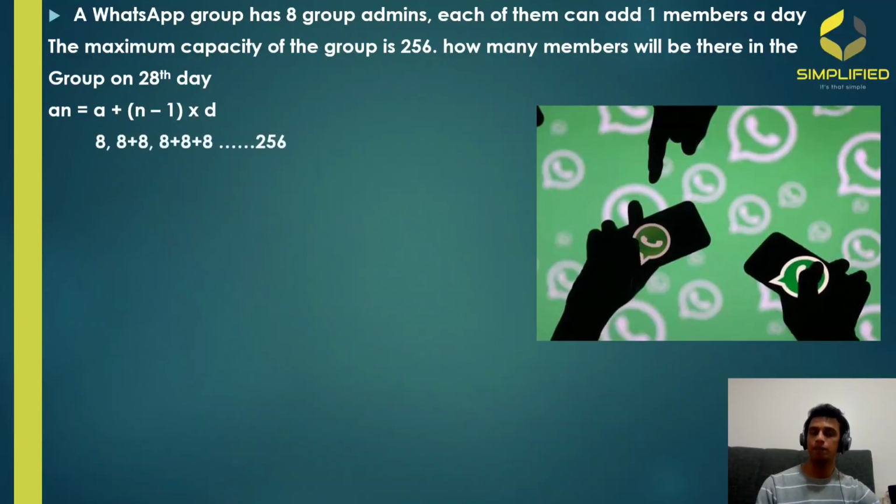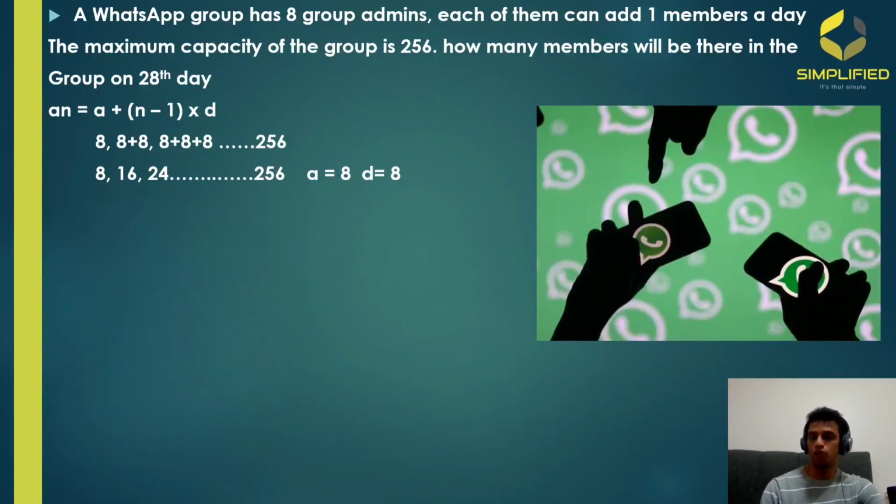On the first day, there are 8 members in the group. They are all group admins. Now as per the condition, each of these group admins can add 1 member a day. So on the second day, there will be 8 plus 8, 16 members in total, which means that the 8 group admins are each going to add 1 member per day. Now on the third day, another 8 will be added by the group admins, which means that 16 plus 8 adds up to 24. So that's how the sequence continues, 8, 16, 24, and it ends at 256.